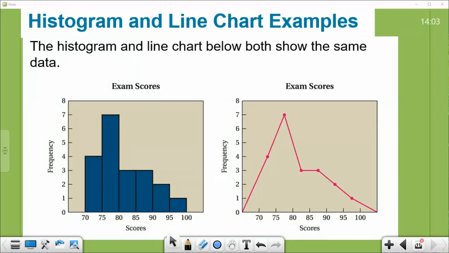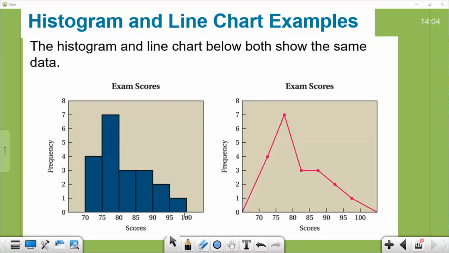Okay, so histogram and line chart examples, just to show you the difference here. The histogram and line chart below both show the same data. Notice the title, we've got the exam scores. On the left side, we've got frequency, both of them. They're numerical values, nicely scaled equally, so that's important. On the bottom are our scores, 70 to 75, 75 to 80, 80 to 85, 85 to 90, and so on.